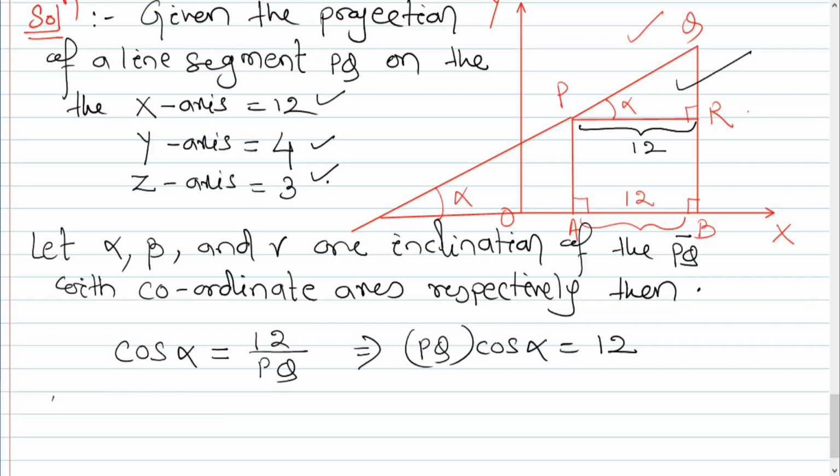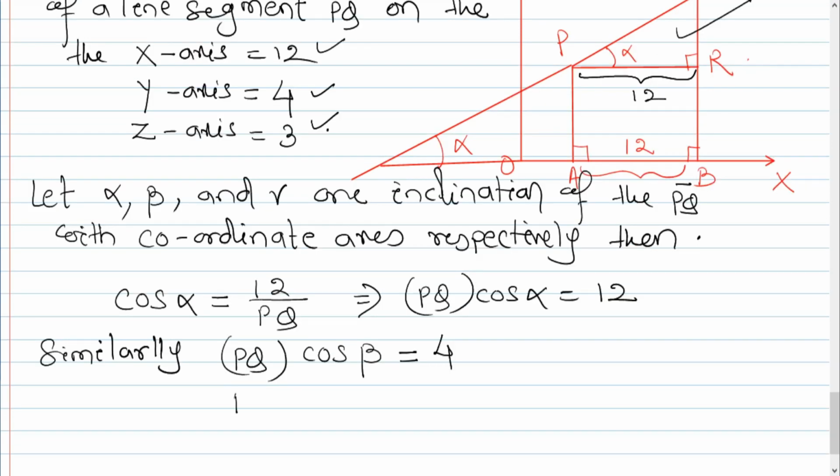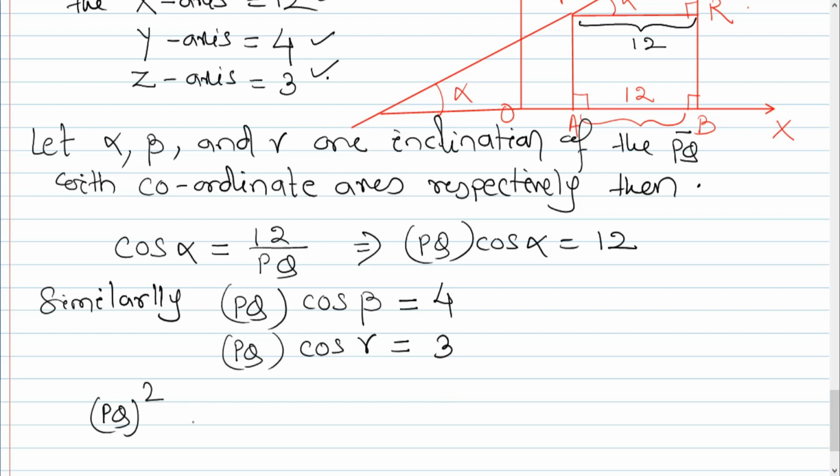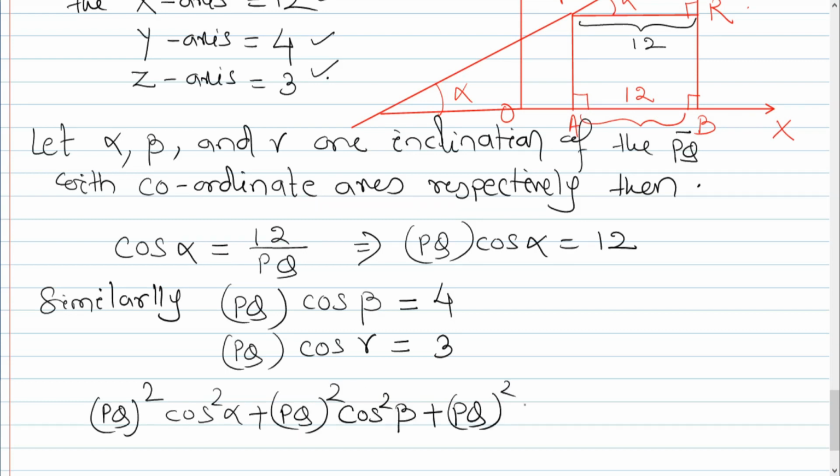Similarly, we can write PQ cos beta is equal to 4, and PQ cos gamma is equal to 3. Following the previous pattern, PQ square cos square alpha plus PQ square cos square beta plus PQ square cos square gamma is equal to 12 square plus 4 square plus 3 square.